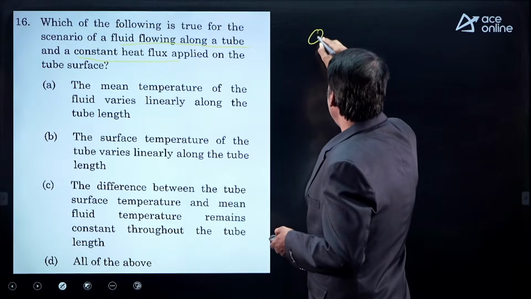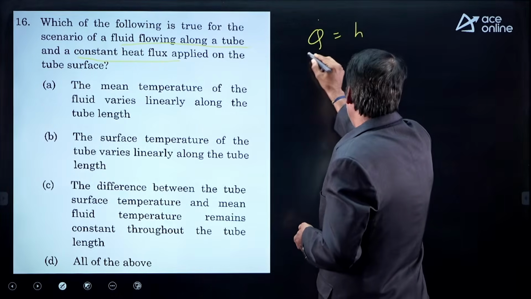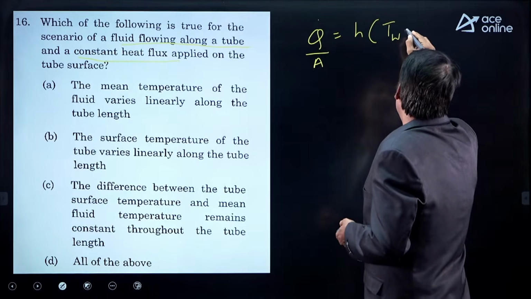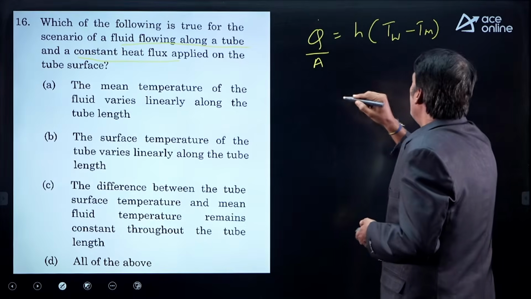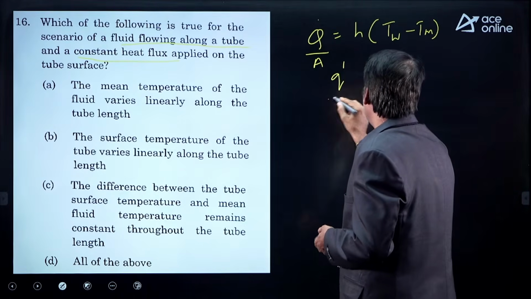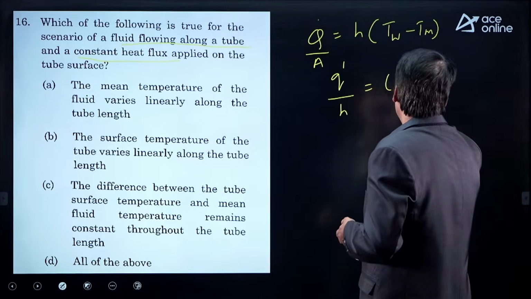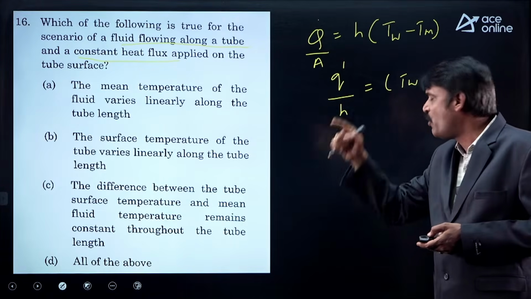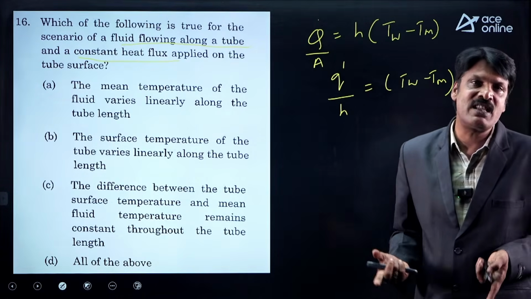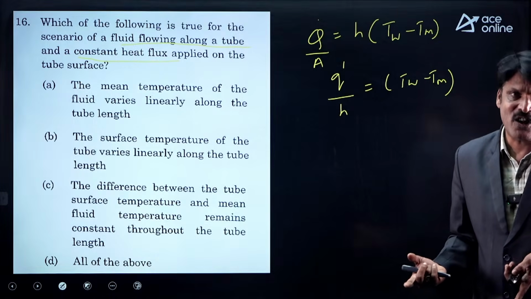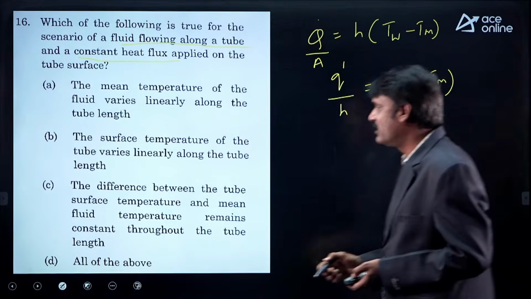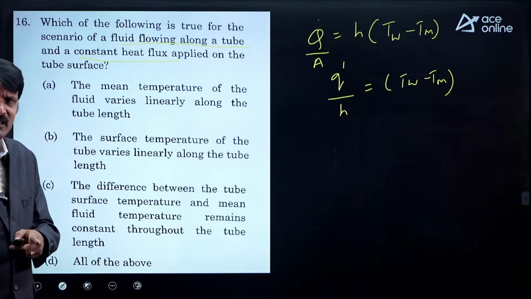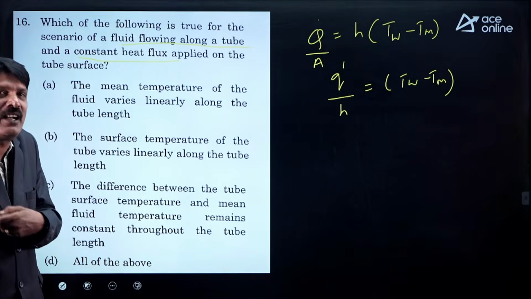So, suppose you write q dot, the flux per unit area, is equal to h into (wall temperature minus fluid mean temperature). So, you observe that this flux divided by h is equal to Tw minus Tm, and as it is a constant heat flux situation, the left hand side remains constant, because the heat transfer coefficient is not varying. So, you clearly say that the difference between the tube surface temperature and mean fluid temperature remains constant throughout the tube length. That is correct. That is the first point that we have to catch.